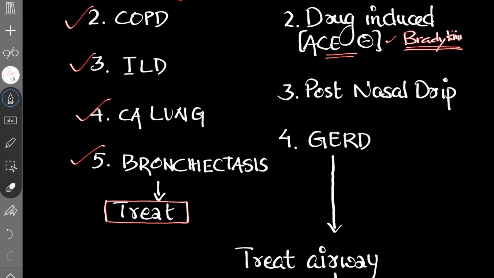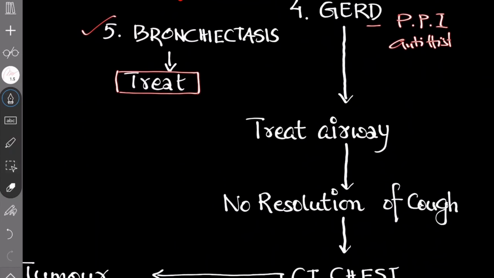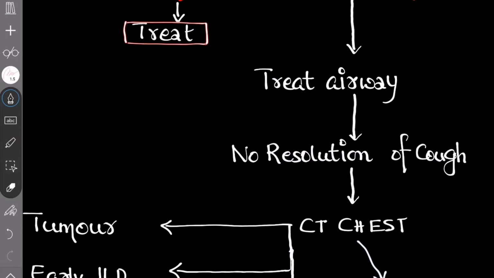For postnasal drip, you can consult an ENT surgeon. You can do a nasal endoscopy or sinus X-rays to find any ENT associated problem. In GERD, first we can treat with proton pump inhibitors and antihistamines, which can control reflux. If not subsided, then you can go for gastroendoscopy. In this way, you treat the patient.